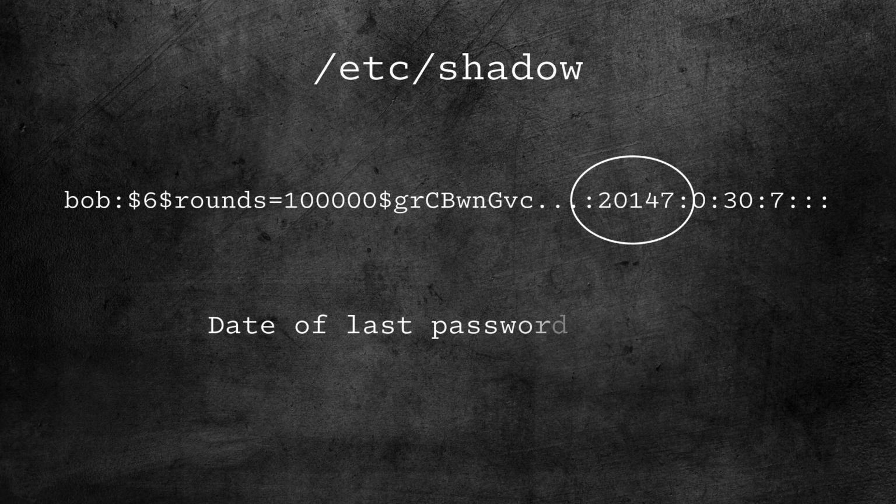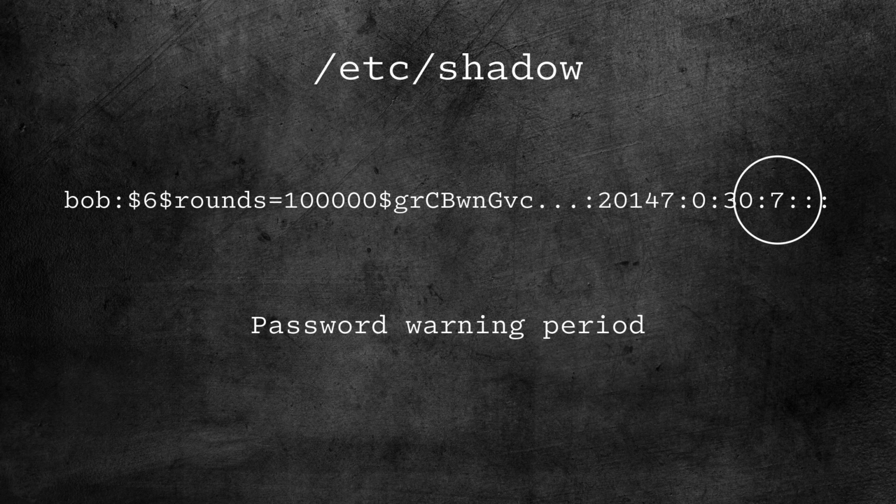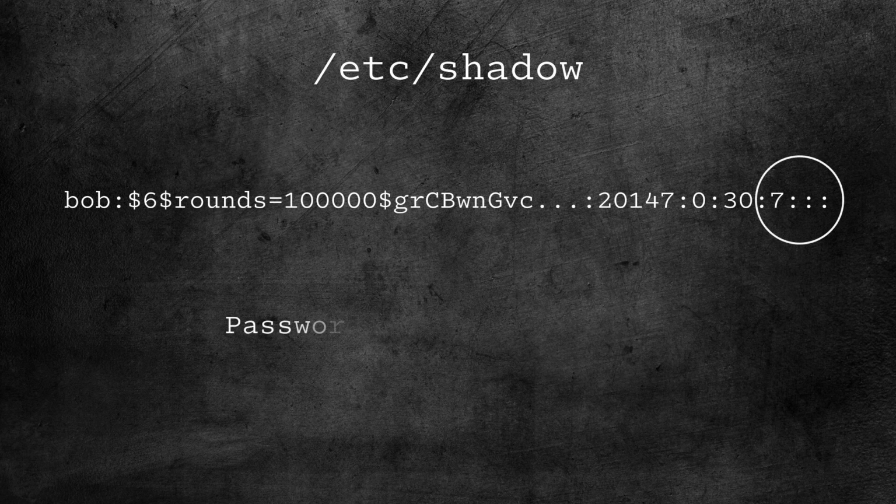Date of last password change is the date of the last password change expressed as the number of days since January 1st, 1970. Minimum password age is the number of days in which a user must wait before they can change their password again. Maximum password age is the number of days after which a user must change their password. Password warning period is the number of days before a password will expire, during which a user must be warned. Password inactivity period is the number of days after a password has expired, during which a user can still log in and change the password.